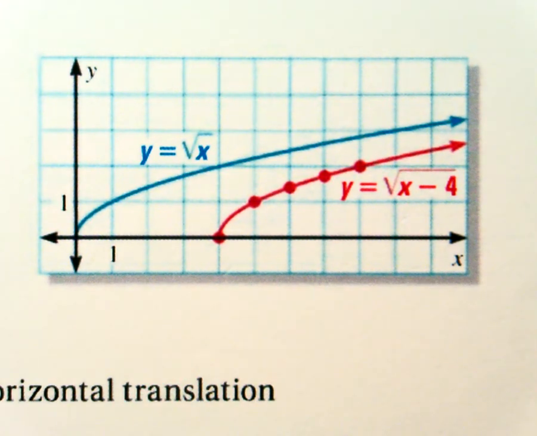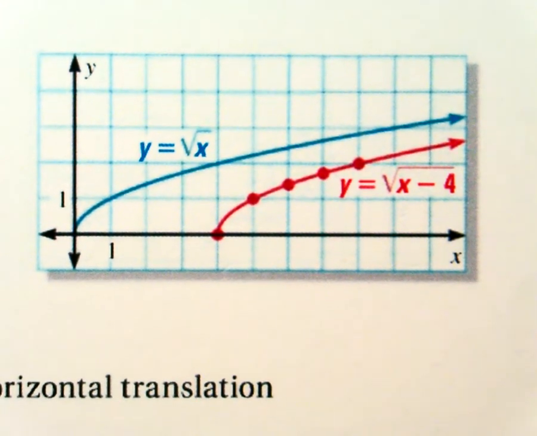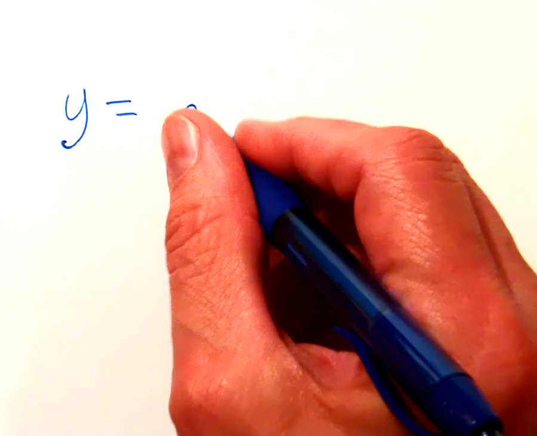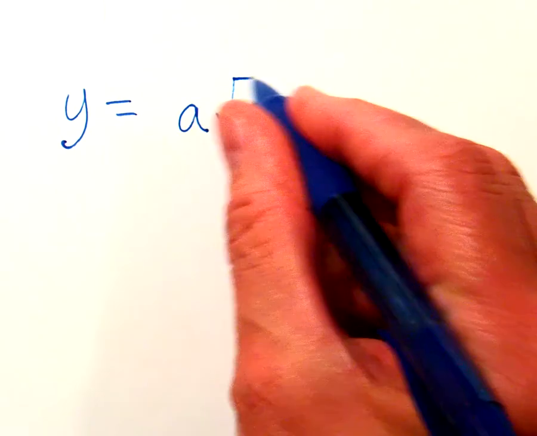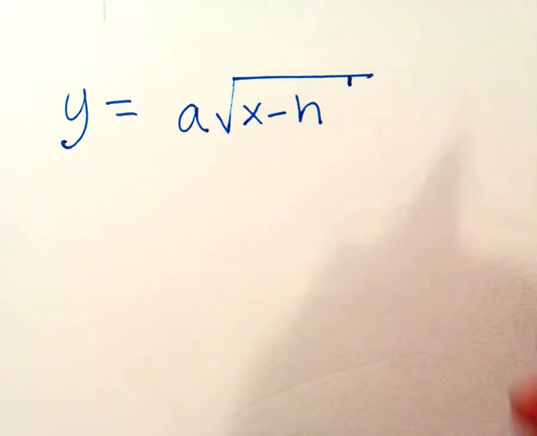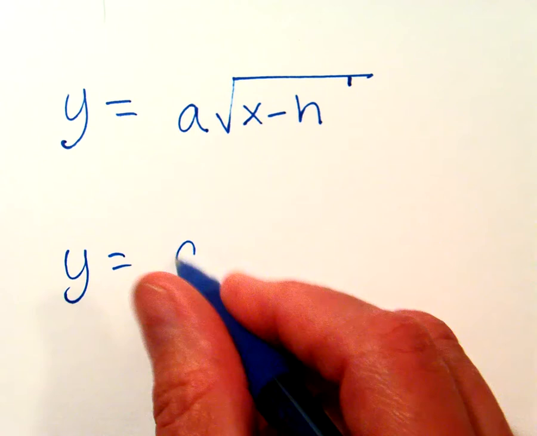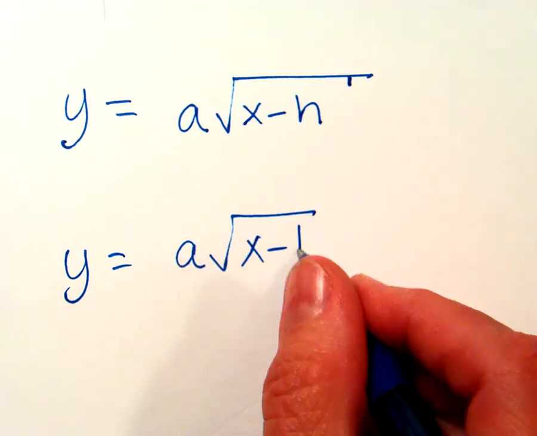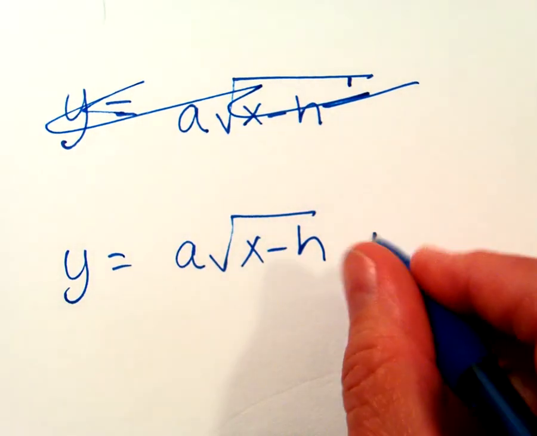And so what we're going to come up with here is a standard form of a radical, and it's going to look like this, a radical function, a square root function. It'll be y equals some number a times the square root of x minus h. I'll rewrite it, I wrote it too long. Y equals a times the square root of x minus h, plus k.